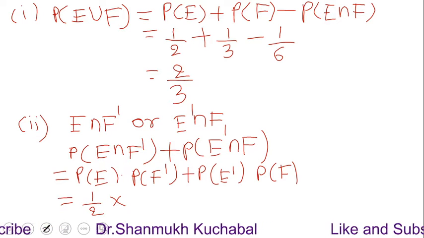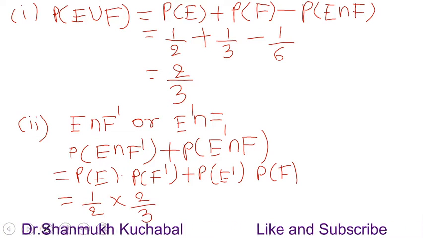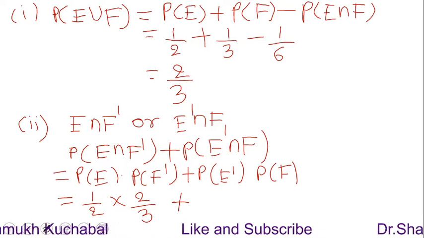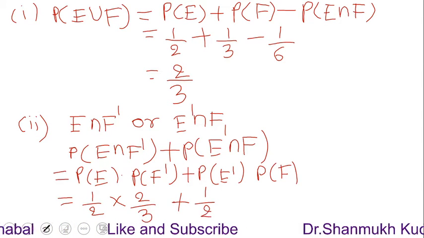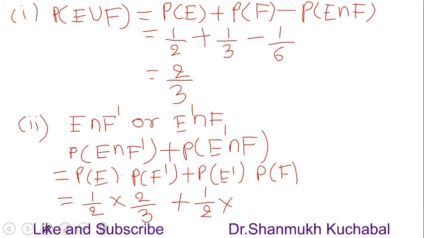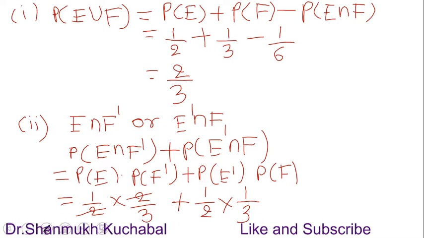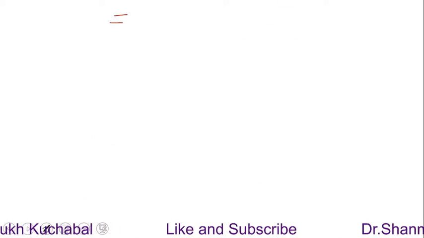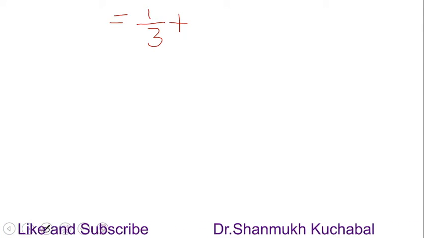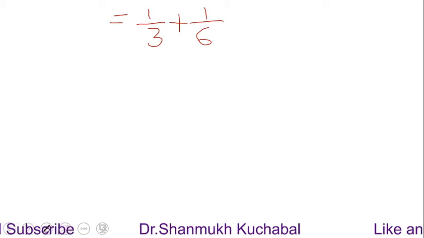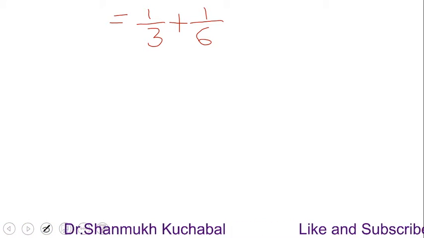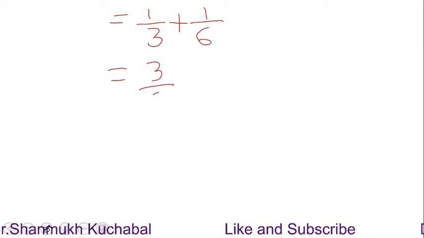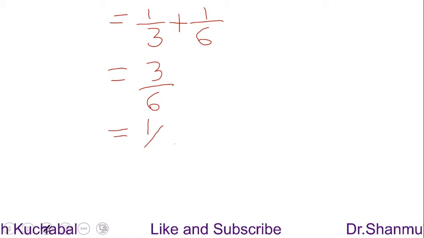P of F dash is 2 divided by 3, plus P of E dash, 1 divided by 2, and P of F is 1 divided by 3. Further we need to simplify this. The 2 cancels, so the first term is 1 divided by 3, and the second term simplifies to 1 divided by 6. Therefore, simplifying this we get 3 divided by 6, or the solution is 1 divided by 2.